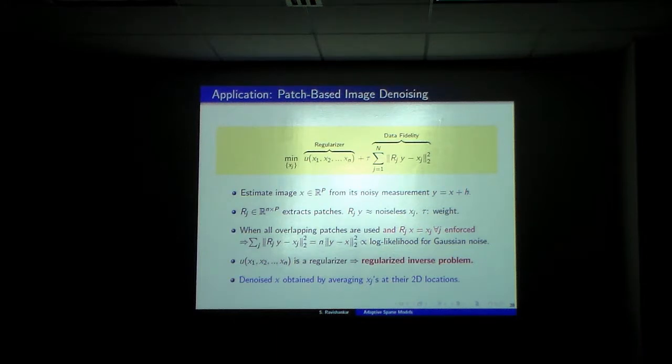Sorry, how does this connect with what? So what is Rj, what you're using instead of W? Rj is just an operator that extracts the patch. So how does this connect with your previous? That's on the next slide. So this is just a general introduction to a regularized inverse problem.